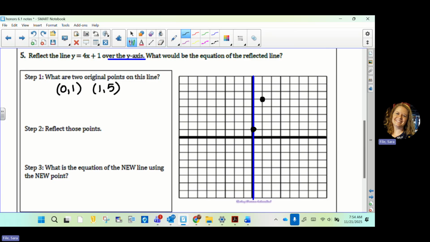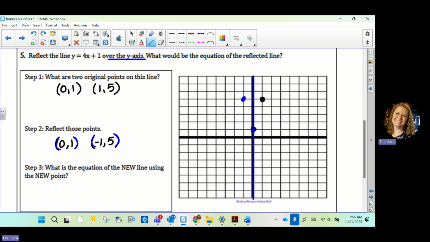Okay, so I've got 2 points. That's really all I need. If I apply the rule of reflecting over the y-axis where x changes sign, but y stays the same, I end up with this. And the reason the first point didn't change is because x can't change sign when it's 0. 0 doesn't have a sign. So I would plot these new points. This is going to stay the same, but I'm going to go -1, 5.